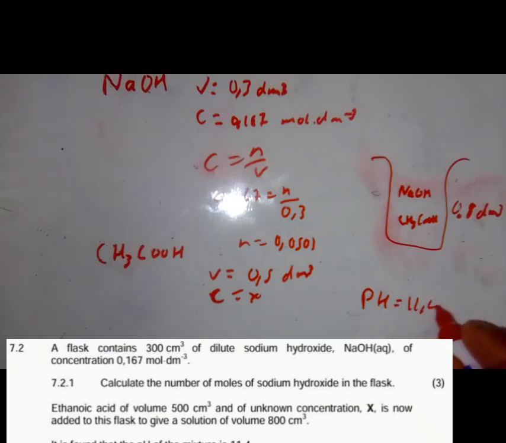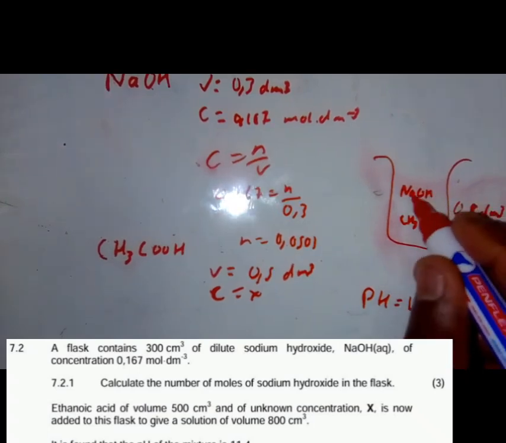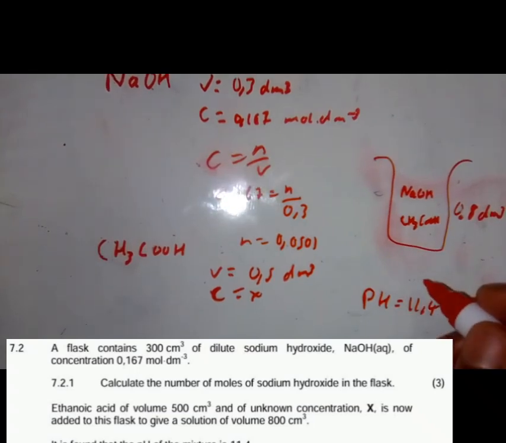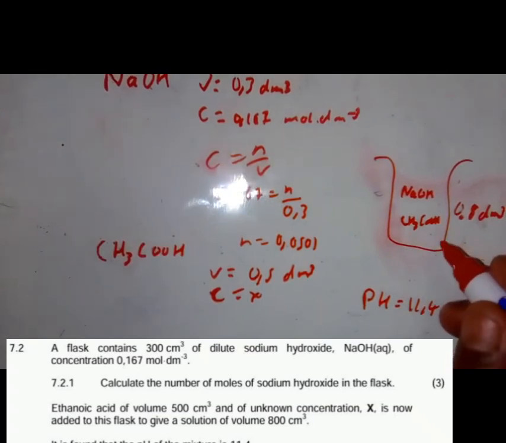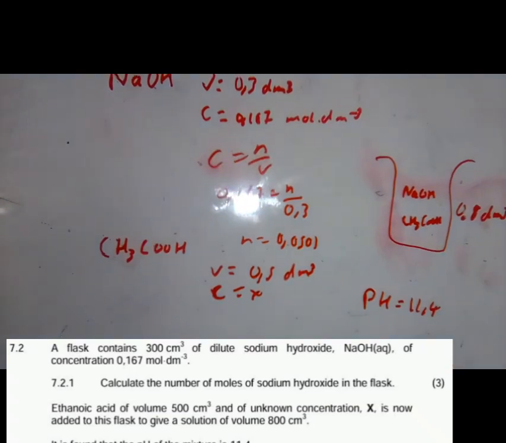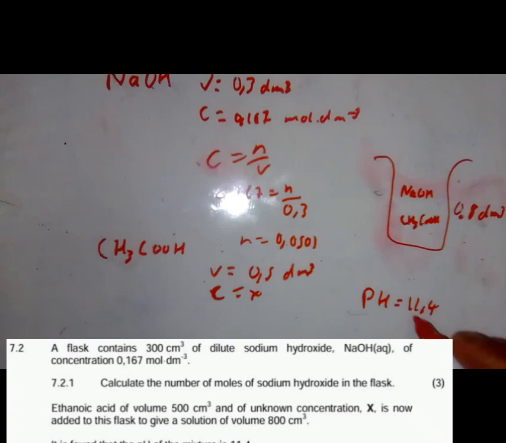So notice the pH is 11.4, so the pH is above 7, meaning that it's a base. So we know that the base is the one that is in excess, right? If the pH was something like maybe 3, we would know that the acid would be the one that is in excess. So far we know that the base is the one that is in excess. So they gave us the pH, right? So the pH is 11.4.